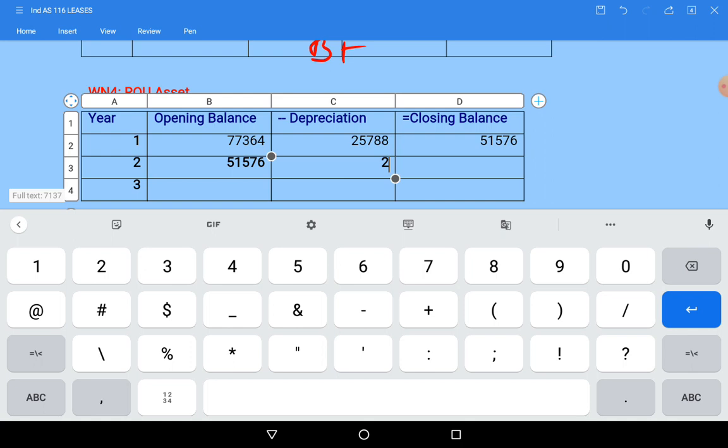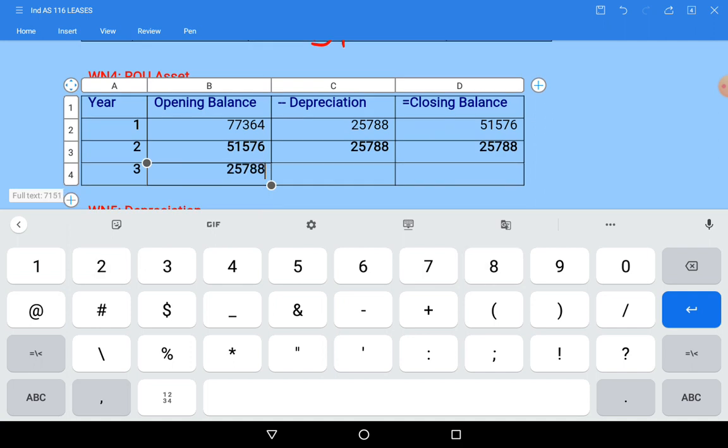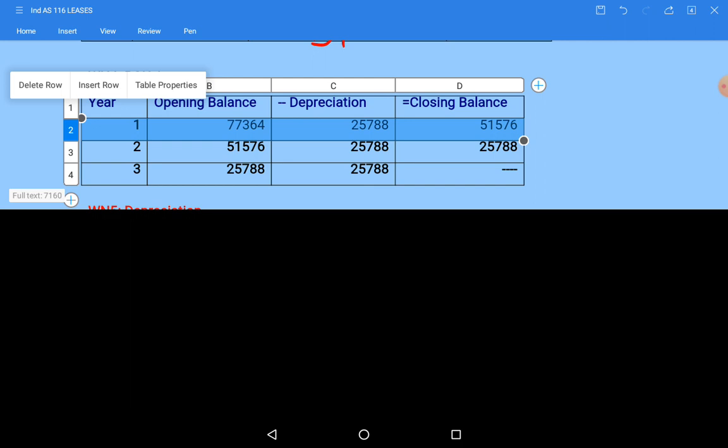Depreciation each year SLM, so it will be 25,788. From 51,576, if you deduct 25,788, you will get closing balance 25,788. Opening balance again 25,788. Depreciation for this year again SLM 25,788. So here closing balance will become nil. Okay, there will not be any, because the lease period is over, asset does not appear in the books of accounts. So let us take this also bold.